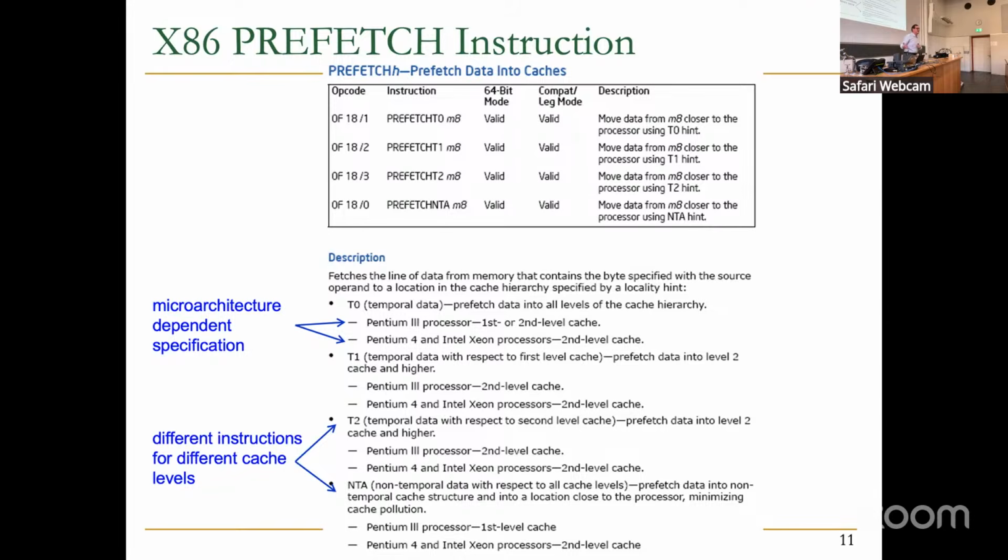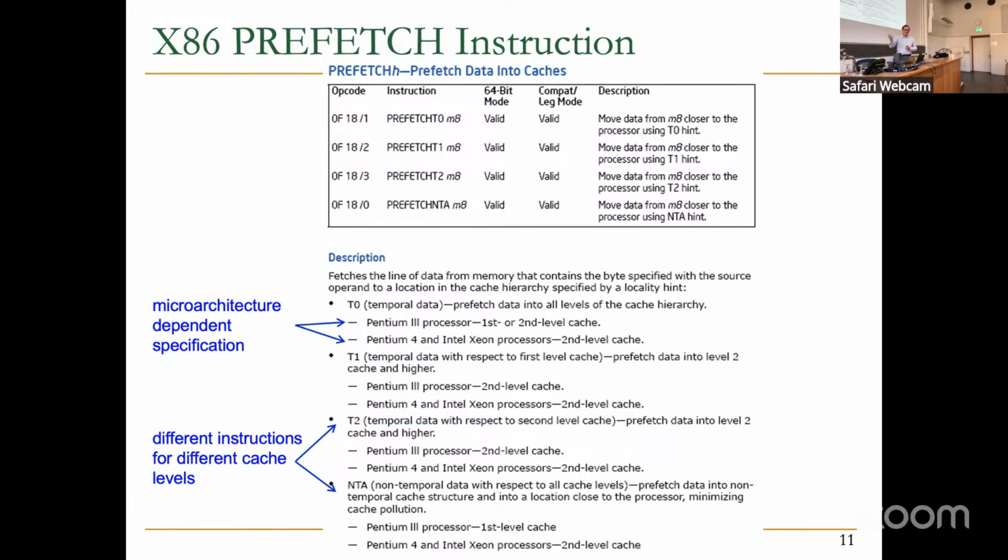So clearly they're trying to reduce the pollution that happens in the cache hierarchy, but prefetch NTA has no differentiation. Prefetch T0, T1, T2, and NTA has no differentiation in one of the microarchitectures, which is interesting. But the idea of non-temporal prefetch is to ensure that the data doesn't pollute all of the caches. Okay, it's good to think about that. So even microarchitecture specification of prefetches is not very nice.